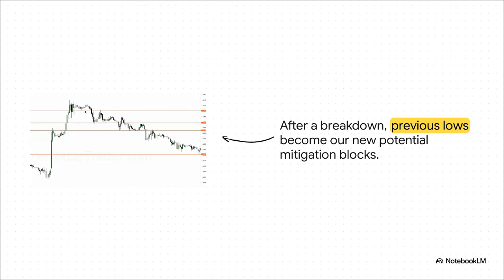Okay, so check this out. On this chart, you can see it plain as day. The market tried to make a new high, it failed, and then we got a clear breakdown. So boom, we have our bearish bias. Now as price starts to fall, look at how it breaks through those previous short-term lows. Every single one of those broken lows is now on our radar as a potential mitigation block. We're watching those levels like a hawk.